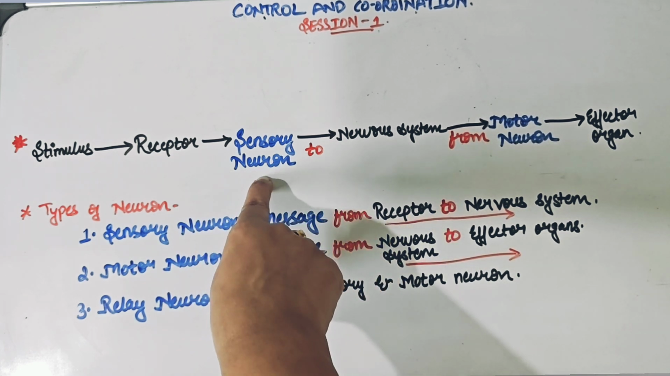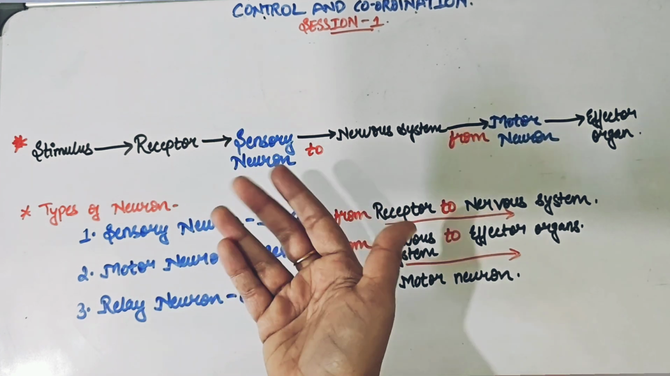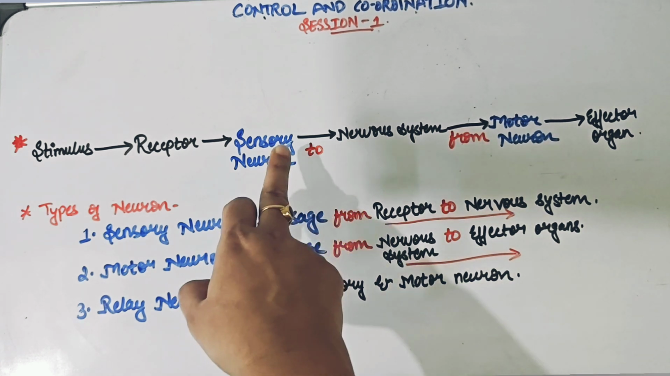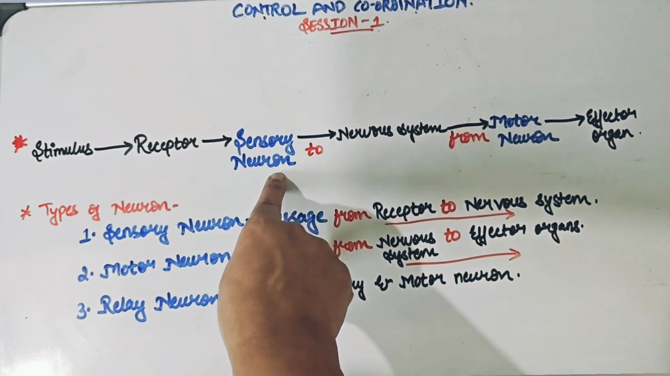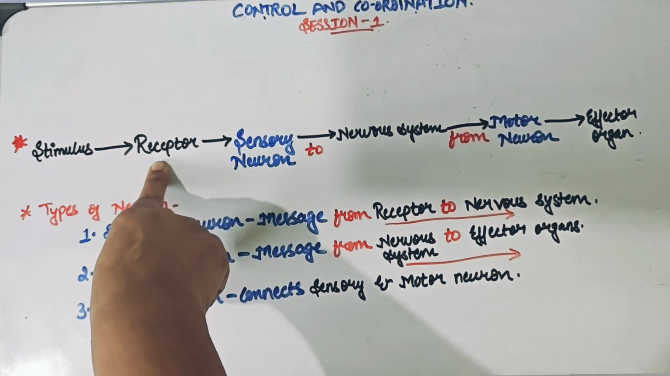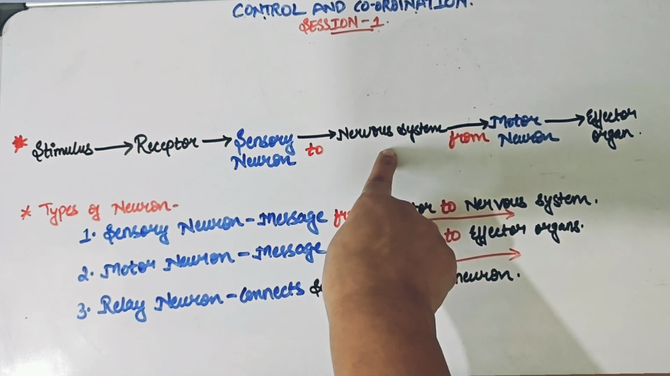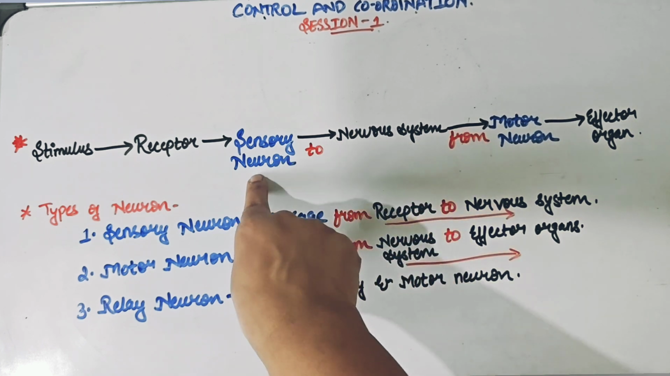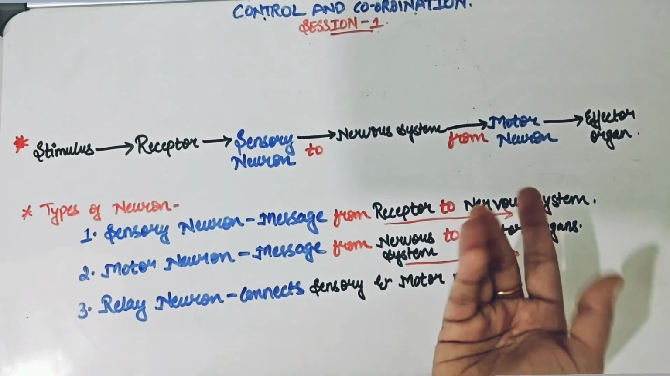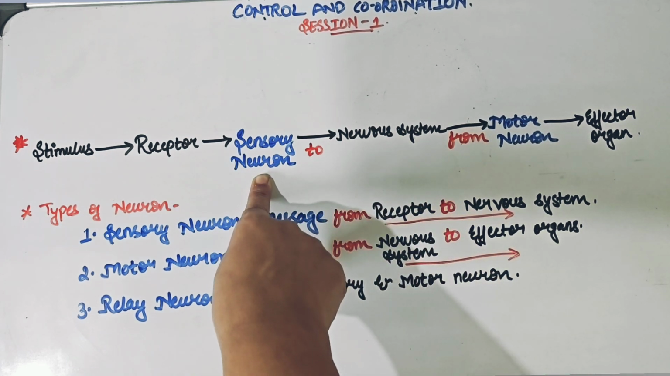It is very important for us to understand what a sensory neuron is. It is actually a type of neuron itself. It is a part of the nervous system. But what is the job of this neuron mainly? The sensory neuron will accept the message from the receptor, and it is going to send the message to the nervous system. So the job of the sensory neuron is to take the message from the receptor and send it ahead to the nervous system.